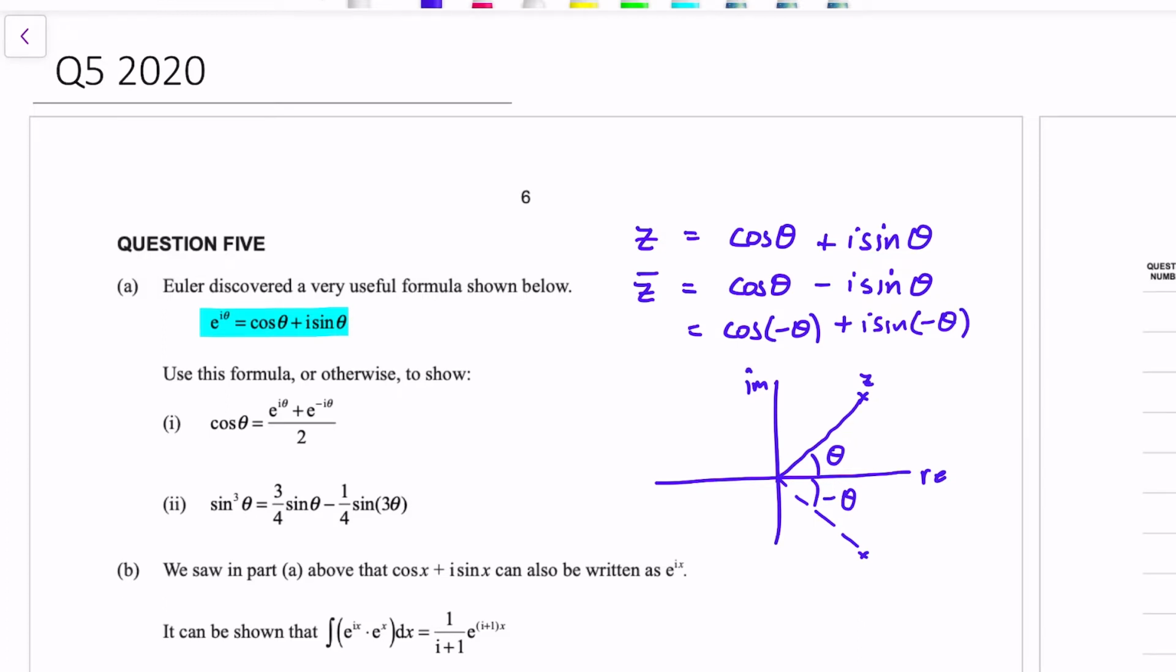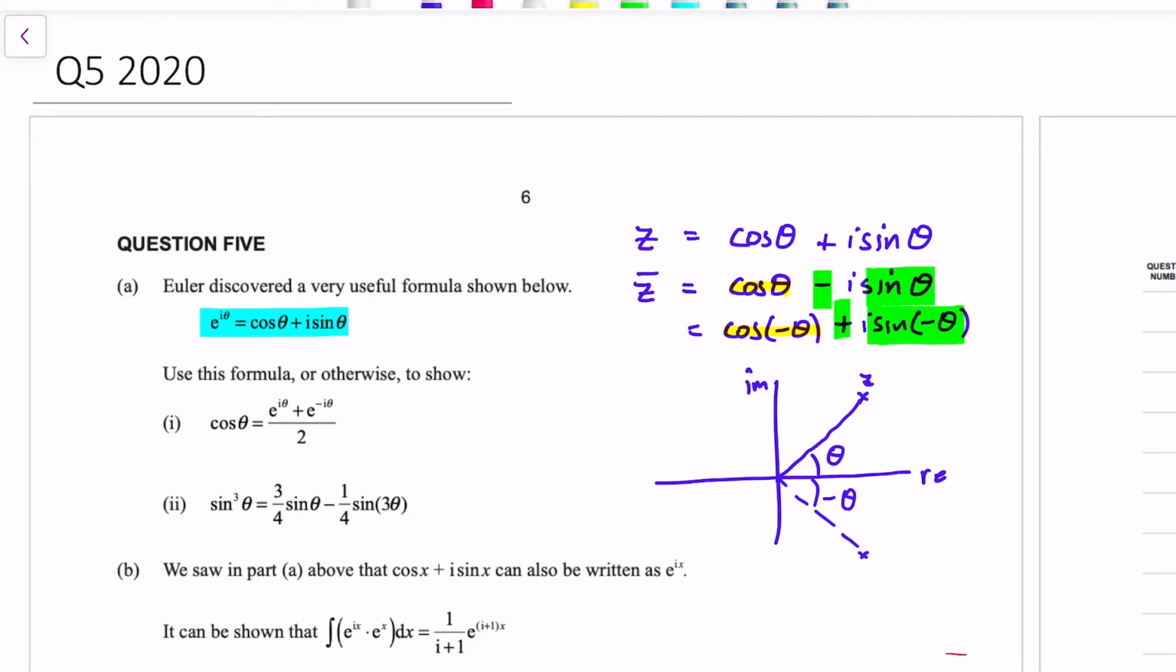And the reason for that is cos theta and cos minus theta are exactly the same, because cosine is an even function. And sine theta, if we want the sine of minus theta, we change the sign there. The negative becomes a plus. And sine is an odd function, so the sine of some value is the negative of the sine of the negative of that value.